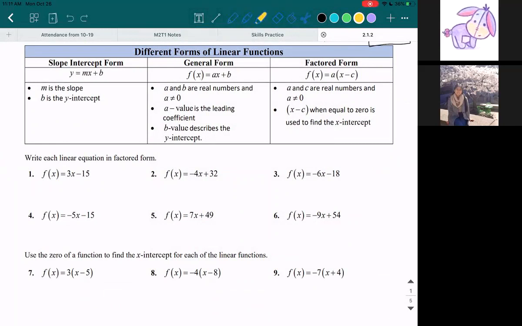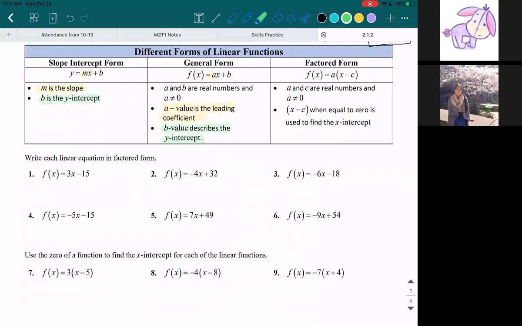So in both of these cases, you have m is the slope, also known as a is the slope, okay? A is the leading coefficient, according to our new vocabulary. Also, we have b is the y-intercept. The same thing on both of them, okay? So that's slope-intercept form and general form.